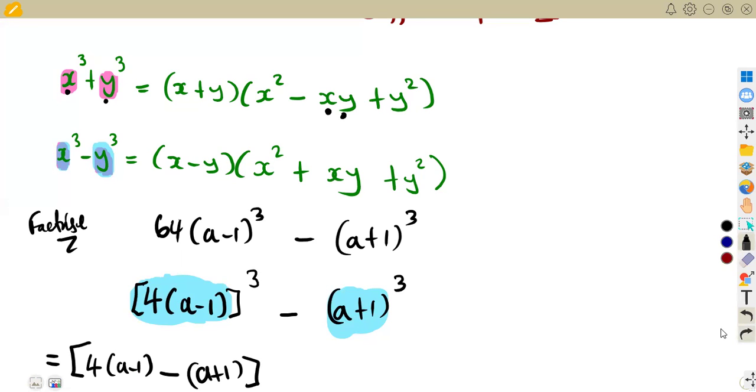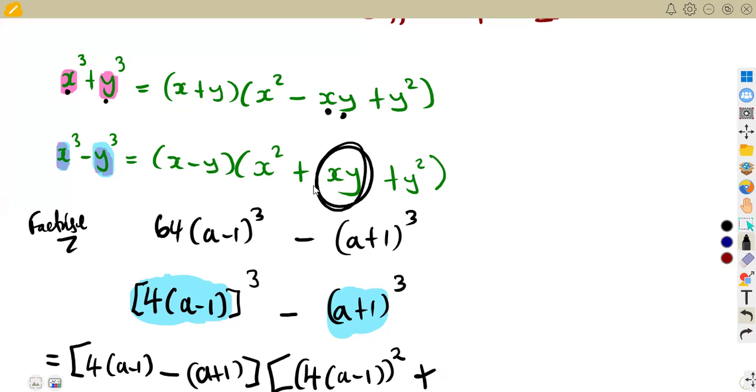The first term squared. So what does it mean? It means we've got 4 into a minus 1, like this, everything being squared. That is our x squared, plus the product of xy, which is the product of the first and the last. The product of the first and what? The last. So what do we have?